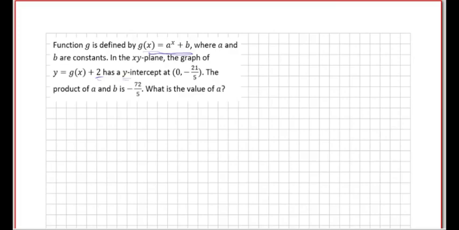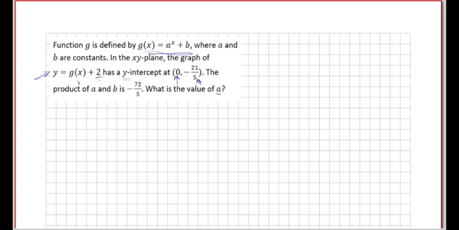This is a y-intercept. The product of a and b is this number, negative 72 over 5. What is the value of a? So the requirement here is a. We need to apply this function y is equal to g of x plus 2 and replace x with 0 and y with negative 21 over 5.